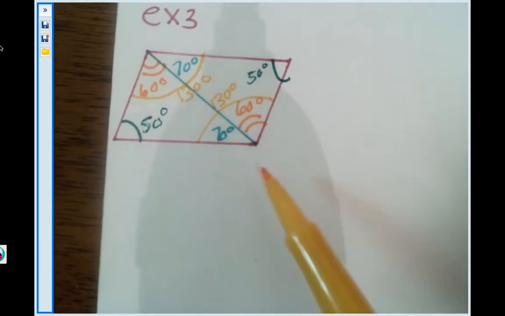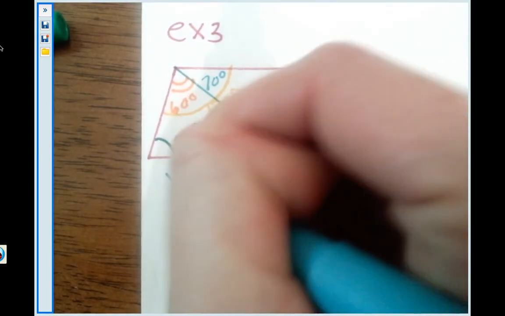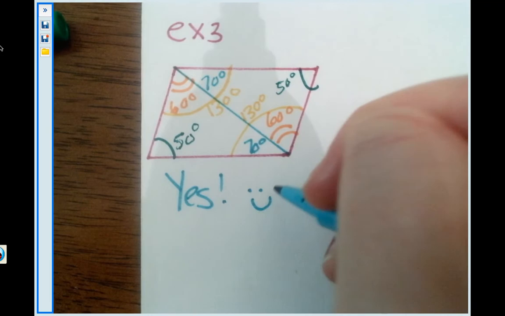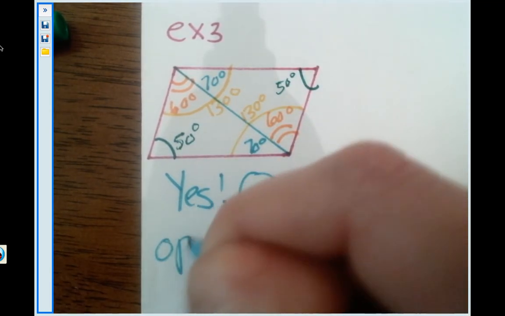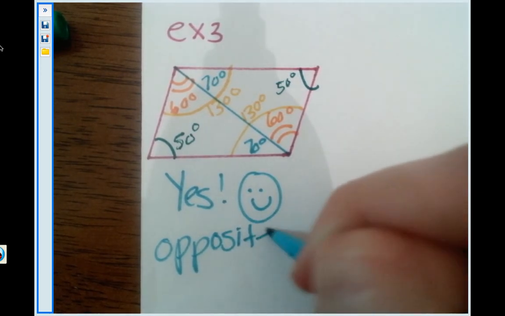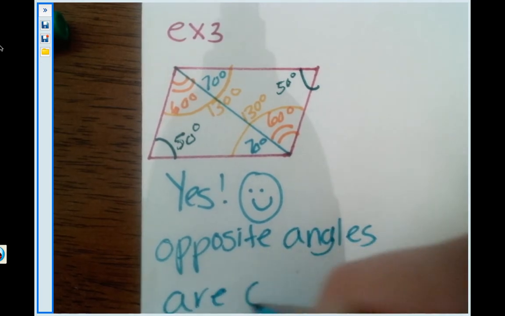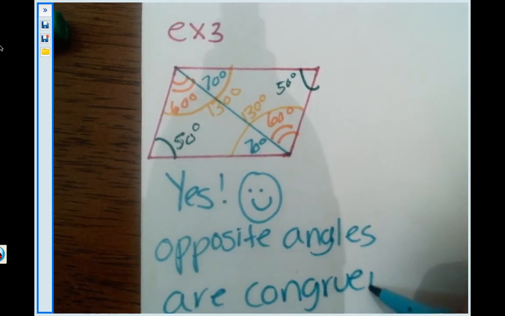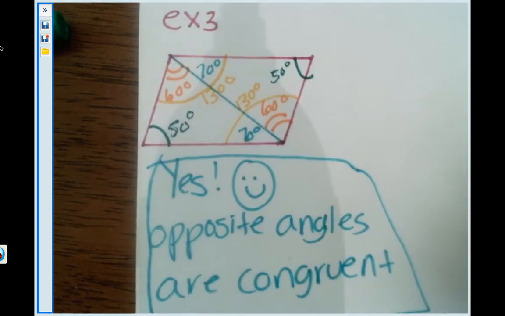So that means that this is, in fact, a parallelogram because we have 2 pairs of opposite angles that are congruent. Yay, we're excited. We love it when it's a parallelogram. So this one is yes with a smiley face because we're excited. So yes, exclamation point, and a happy face. And it's a parallelogram because opposite angles are in fact congruent. And bam, this problem is now donezo.